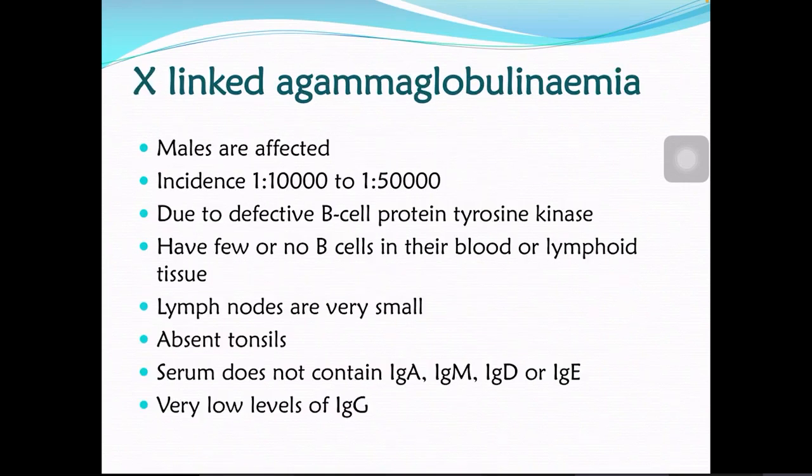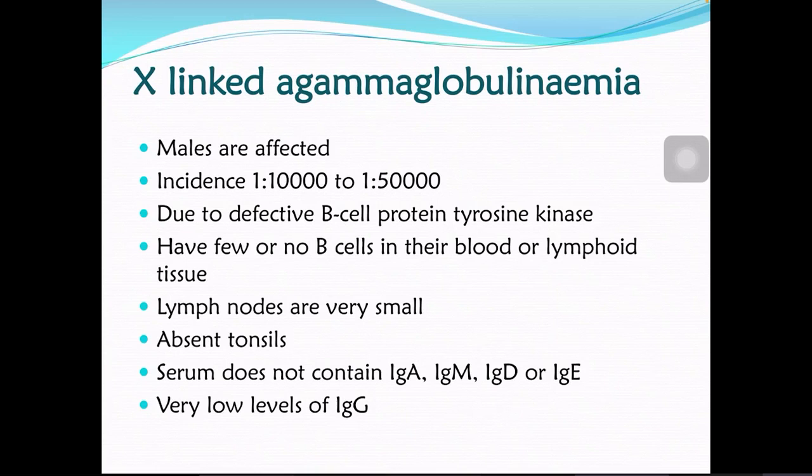So let's start with agammaglobulinemia. It's also called Bruton's disease. It is X-linked, so obviously males are affected. Incidence can vary from about 1 in 10,000 to about 1 in 50,000 in different parts of the world. And this is mainly caused by a defective B cell protein called tyrosine kinase. I'll show you a picture in a moment.